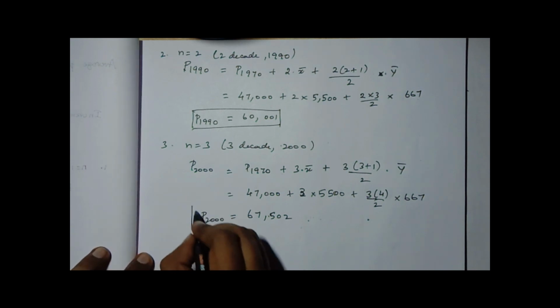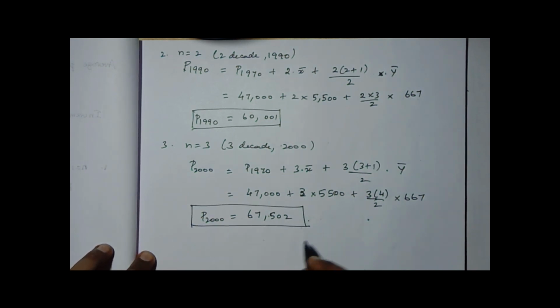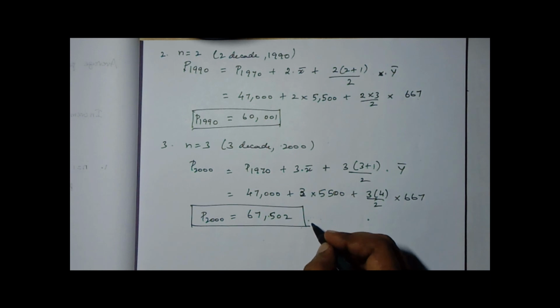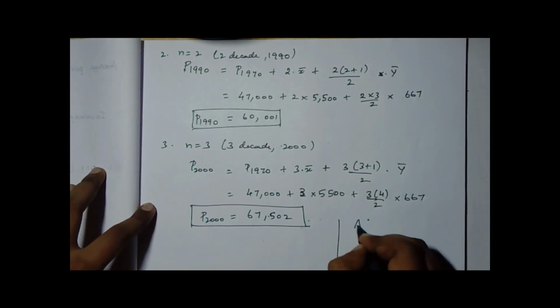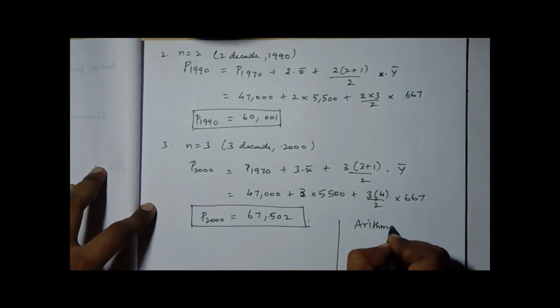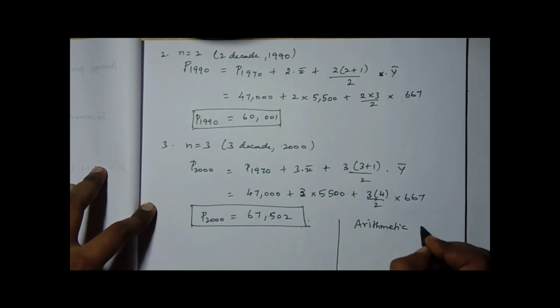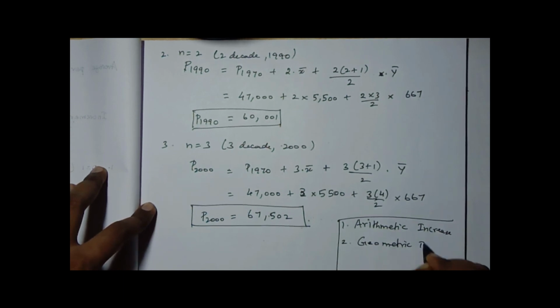So we have found out the population forecasting using the arithmetic increase method, and then the geometric increase method, and then finally we have found it out with the incremental increase method.